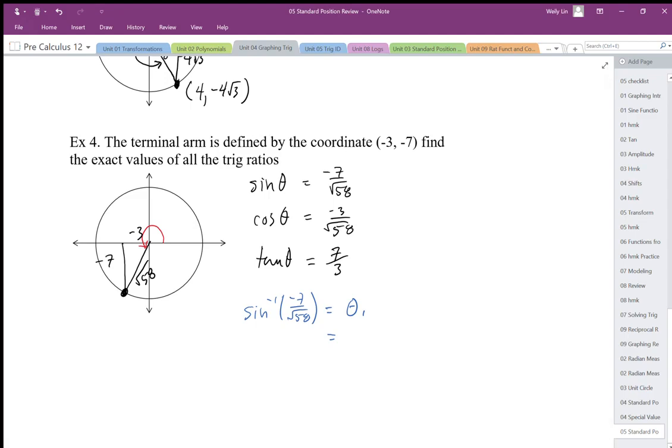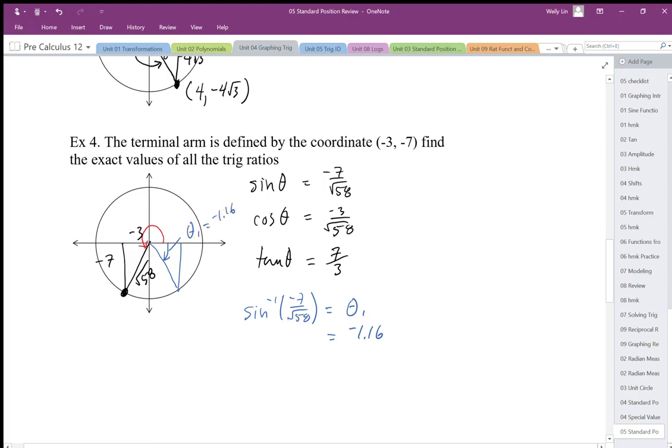okay, there's my calculator here. I'm going to use arc sine to work out theta 1. So punching into my calculator, arc sine of negative 7 divided by square root 58. Okay, I get negative 1.16. Okay, so theta 1 is in the wrong spot because negative 1.16 is down here. Okay, so there's theta 1, negative 1.16.